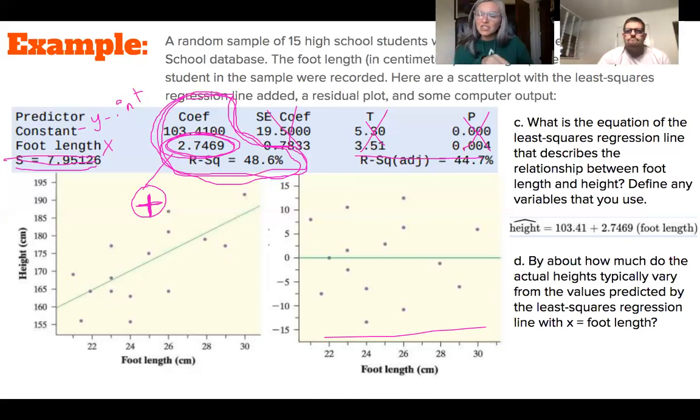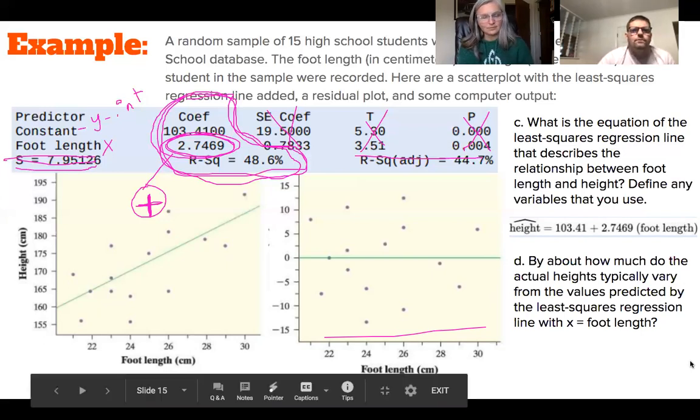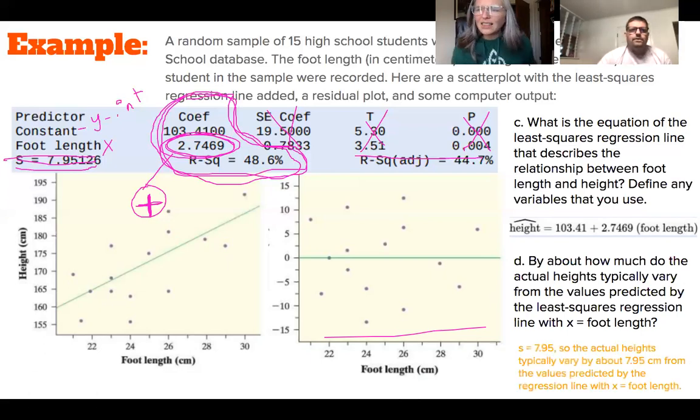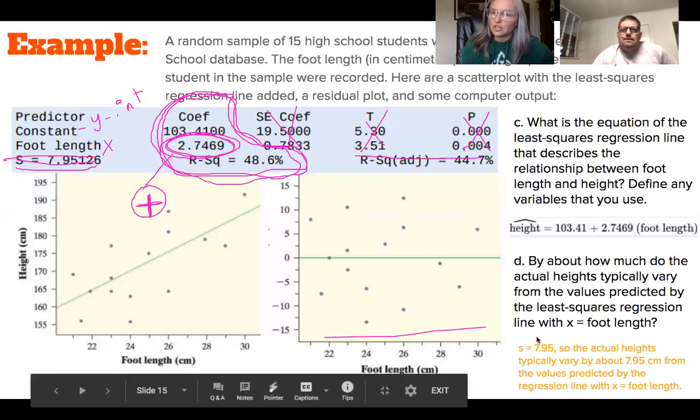By about how much do the actual heights typically vary from the values predicted by the least squares regression line? What is that asking for, Mr. Bobby? That's that R squared value. It's 48.6%, given to me as a percentage in this case. Oh dear, I think I did this last time too. Let's reread it. By how much do the actual heights typically vary from the values predicted by the least squares regression line? No, this is asking for standard deviation, and it should not be R squared.